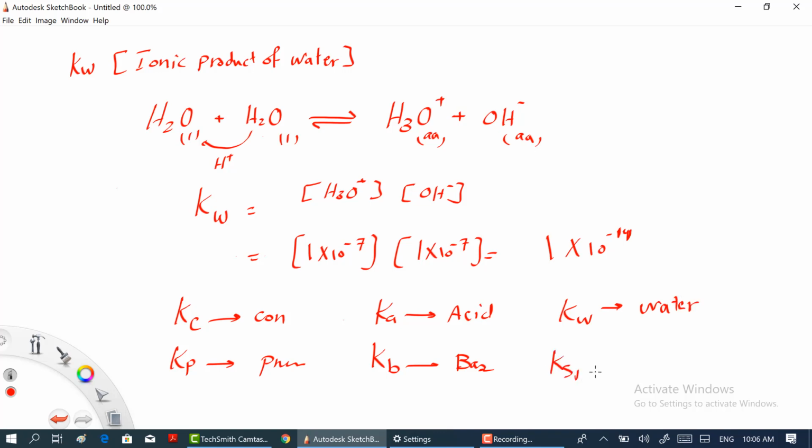Yes. Ksp for sparingly soluble salts, or solubility product.